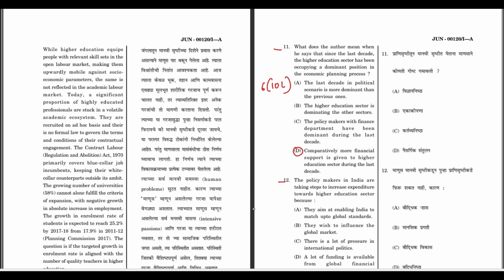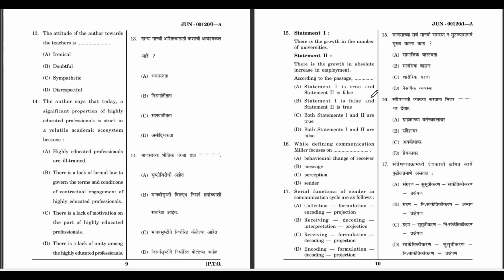Next, the policymakers in India are taking steps to increase expenditure towards the higher education sector because correct answer is A. They aim at establishing India to match up to global standards. Refer page 6, last line. Next, the attitude of the author towards teachers is ironical, doubtful, sympathetic, or disrespectful. Correct answer is option C. Refer 7th page, 10th line. It shows concern and empathy towards teachers. So option C is correct.